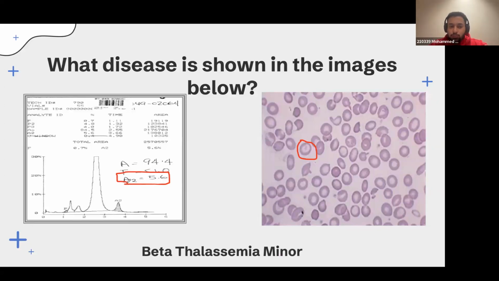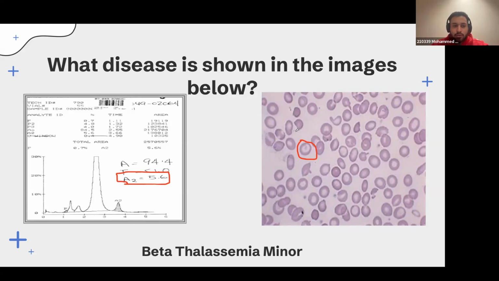In terms of signs and symptoms, it's not usually as symptomatic. They won't require blood transfusions. They might have mild anemia, obviously microcytic hypochromic anemia. Now for major, A2 might be elevated in major, but you look into something else for major. Okay, and I'll show you that later.